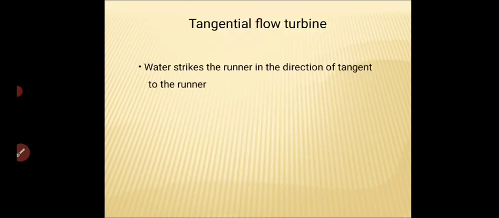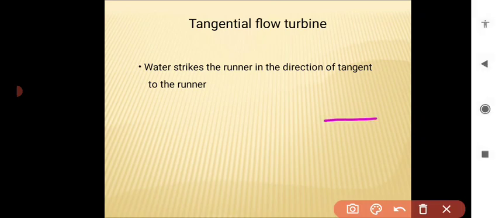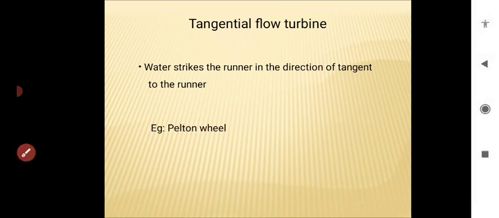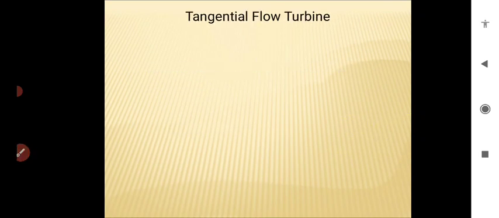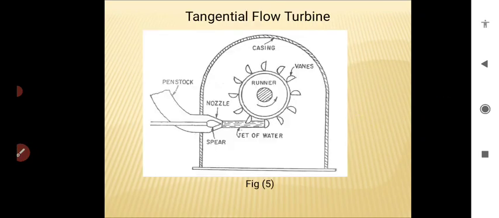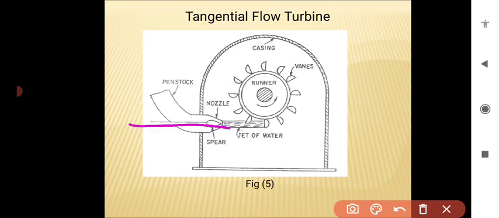Now, tangential flow turbine. Water strikes the runner in the direction of the tangent to the runner. An example of this tangential flow turbine is the Pelton wheel. Observe this diagram. The water enters in the x direction and impinges on the turbine vanes around the circumference of the wheel. It is tangent to the flow of water. So this type of flow is known as a tangential flow turbine.